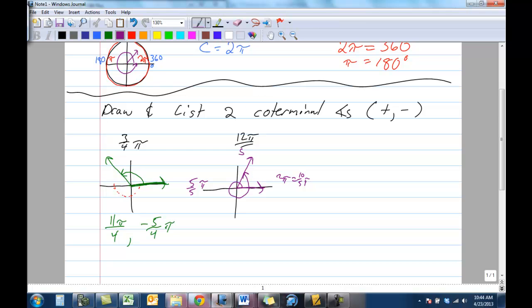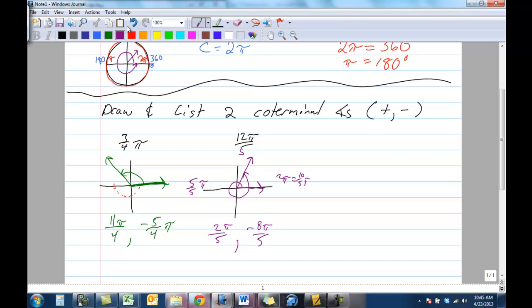So, coterminals, we have to add and subtract 2. If we subtract 2 from 12/5, 2 is the same thing as 10/5. What's 12/5 minus 10/5? 2 pi fifths, right? That's our positive one. I also would accept 22 pi fifths. 12/5 plus 10/5 is 22/5. But we need a negative one as well. So 2/5 minus 10/5 is negative 8 pi fifths.